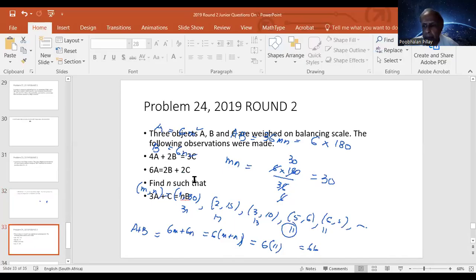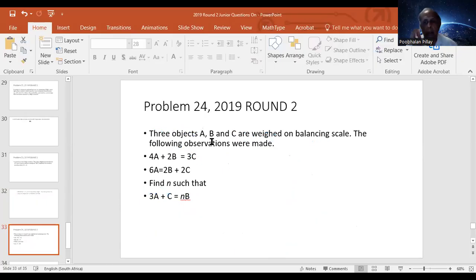Okay, we go to problem number 24. Problem number 24 says three objects A, B, and C are weighed on a balancing scale. The following observations were made. So you've got various equations. 4A plus 2B equals 3C. Right? These objects, their weights are A, B, and C. So when you add these weights, this is what you're getting.